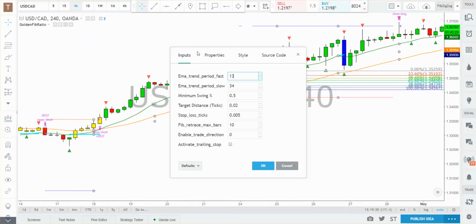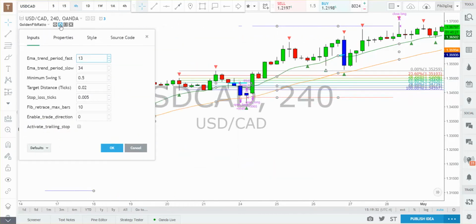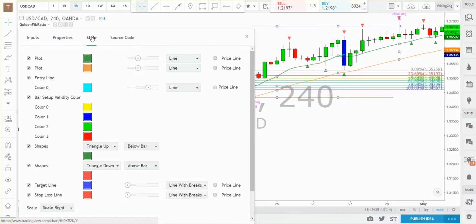You can change all this in style. I'll show you how. Click on properties, go to style, and you can change all the colors. You can change the moving averages, you can do anything you want. You can disable some of the moving averages. You won't see them, but the strategy will still be based on those moving averages.